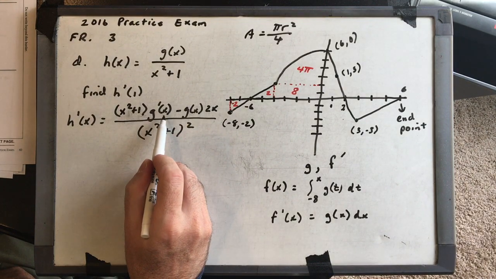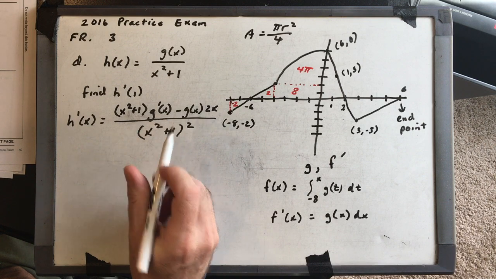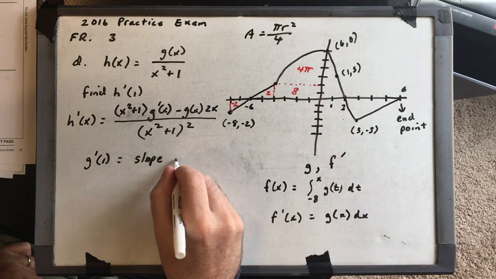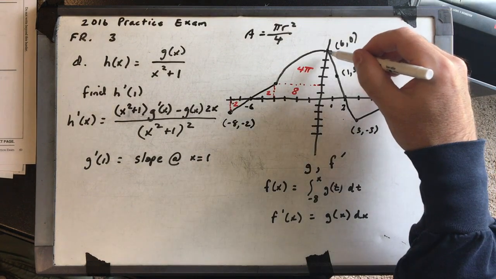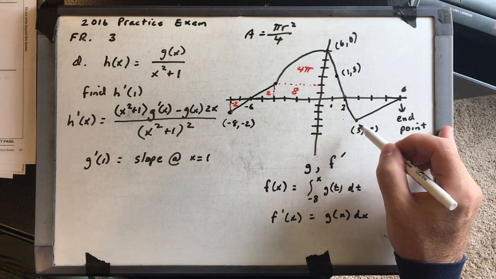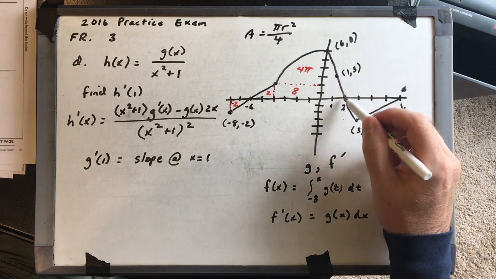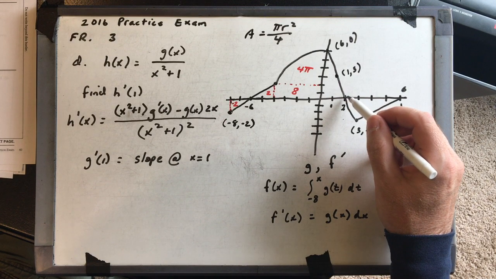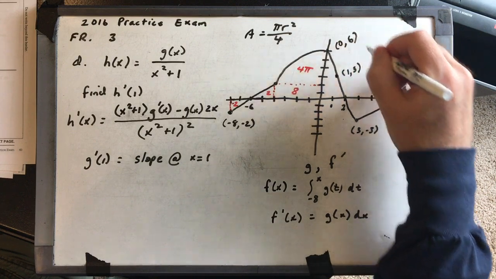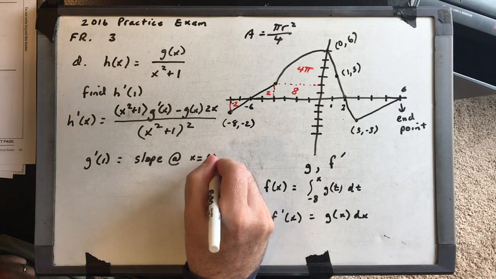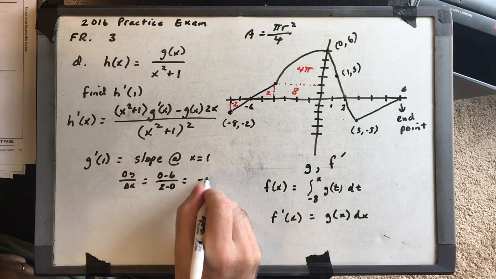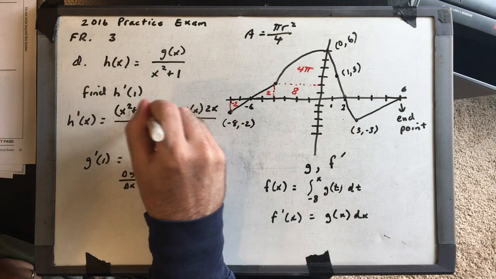Okay, we need to figure out a couple things before we plug in. First of all, we need to figure out g prime of 1. Well, that's going to be the slope, since this is a graph of g, the slope at x equals 1. All right, so that's this slope right here. What you could do if you wanted, on that one is just pick a couple of points and figure out the slope. So it's the change in y over the change in x. Sorry, I wrote that wrong. That's 0, 6. So that's going to be 0 minus 6 over 2 minus 0. So that's negative 3. So g prime of 1 is going to be negative 3.